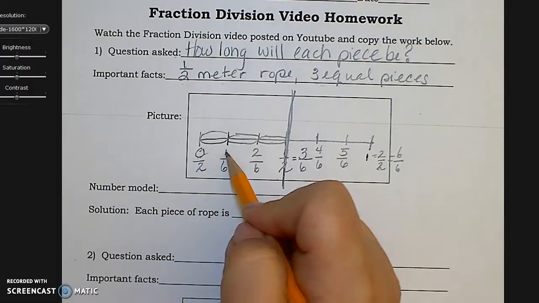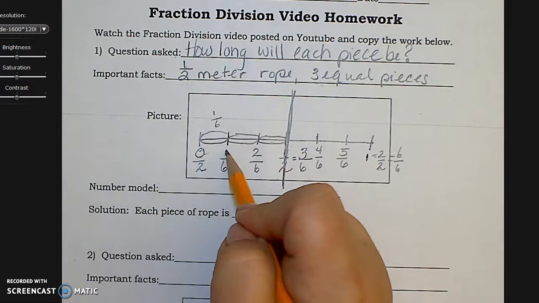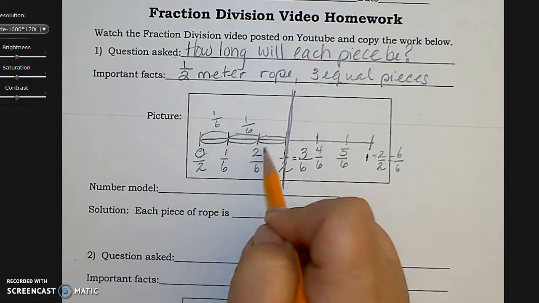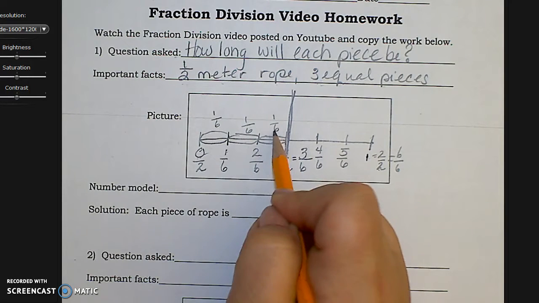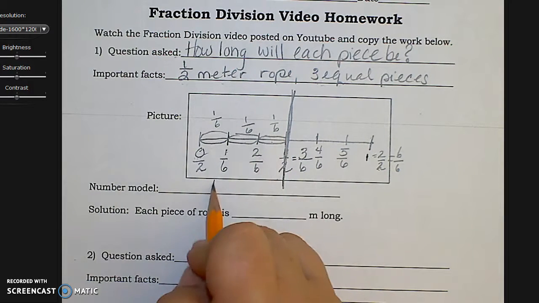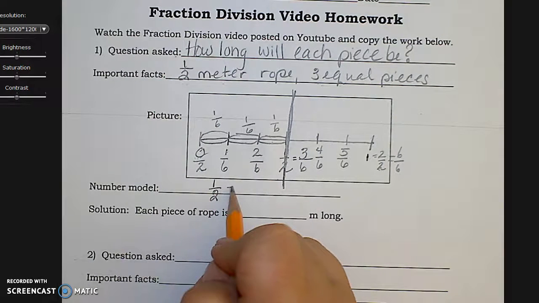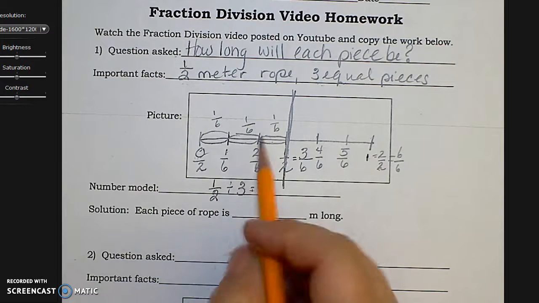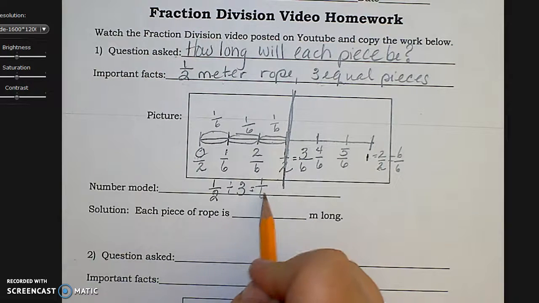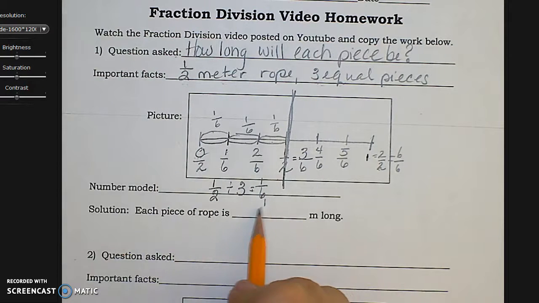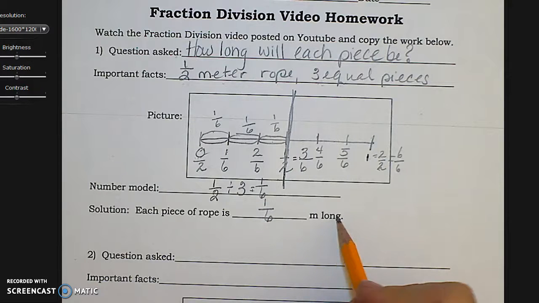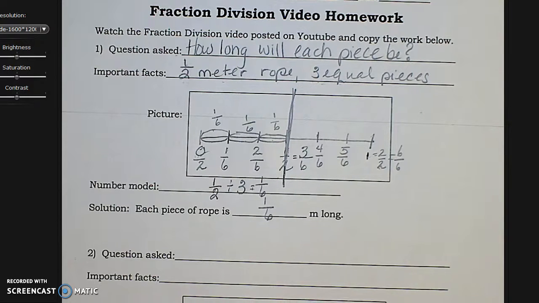Well, from 0 to 1 is 1/6. From 1 to 2 is 1/6. And from 2 to 3 is 1/6. So what I've done is I've taken 1/2, I've divided it into 3 equal pieces to get an answer of, well, 1/6 each. So each piece of rope is 1/6 meters long. Take a moment, make sure you have all of that copied down. Pause the video if needed. Okay, great. Let's move on to question number 2.